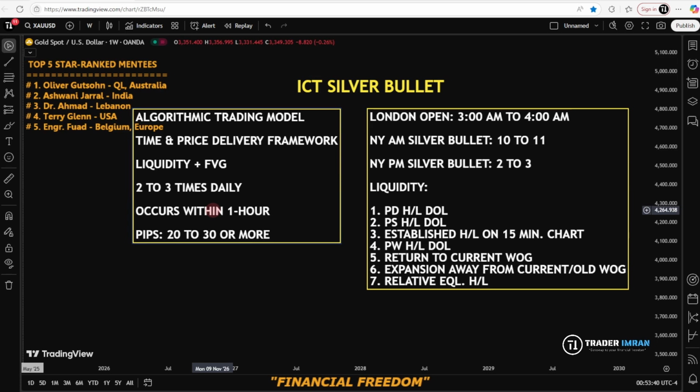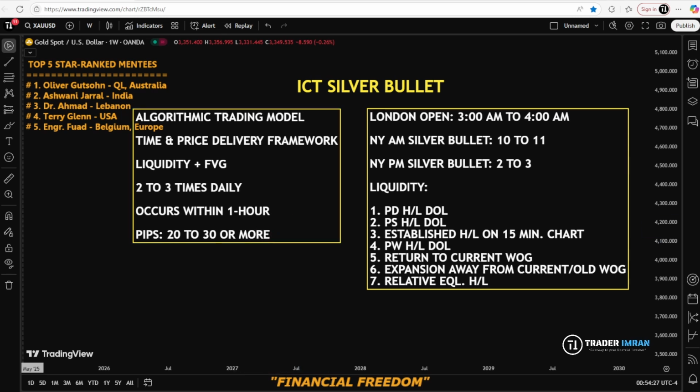As Michael stated, to leave your job, you need a strategy that recurs daily and can generate 5 handles. The ICT silver bullet is precisely what he referred to, as it occurs daily and has the potential to yield 20 to 30 pips or more.